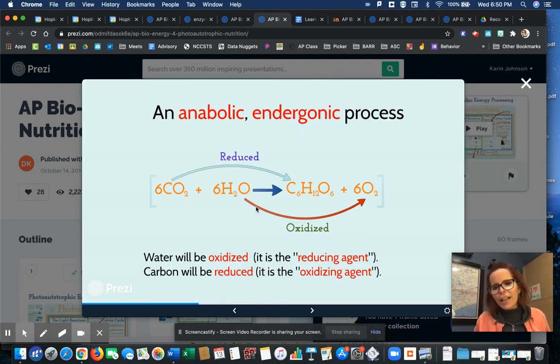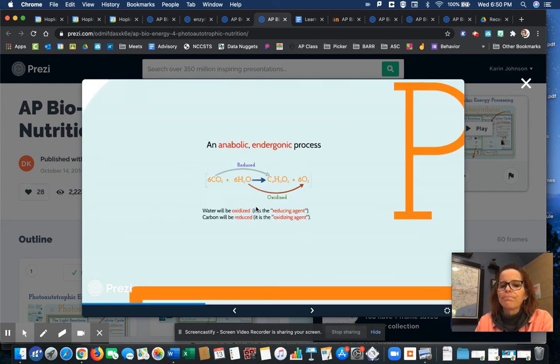Anabolic versus catabolic. Remember, cats break dance? I don't know. Catabolic is breaking things down. Anabolic reactions are putting things together. We're building molecules. The whole idea is that the plants are taking in the sun's energy to store it by building glucose and other molecules. So it requires energy, and that makes it endergonic.